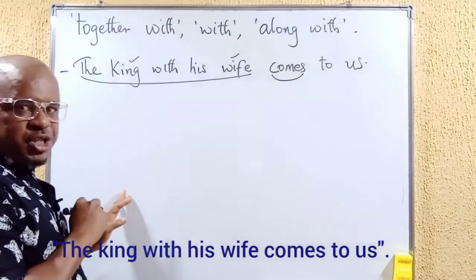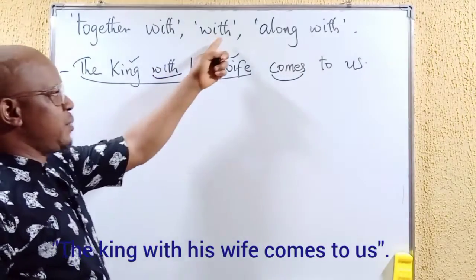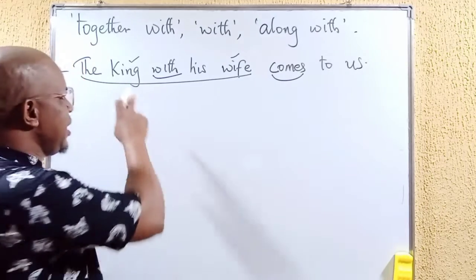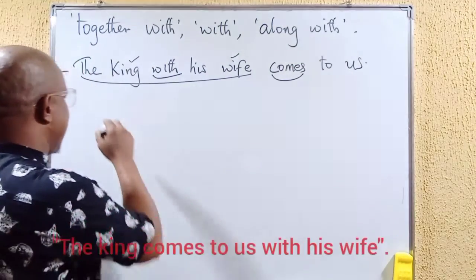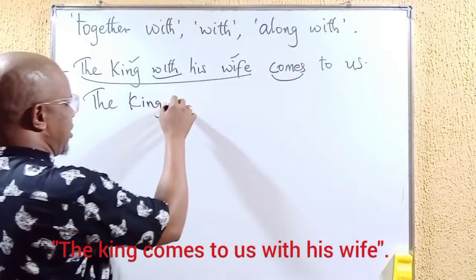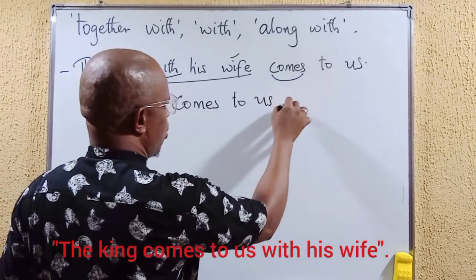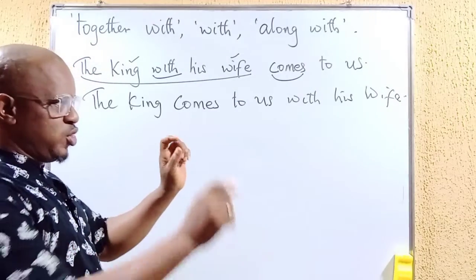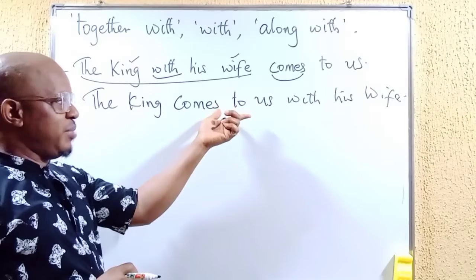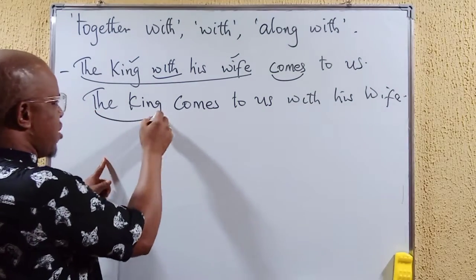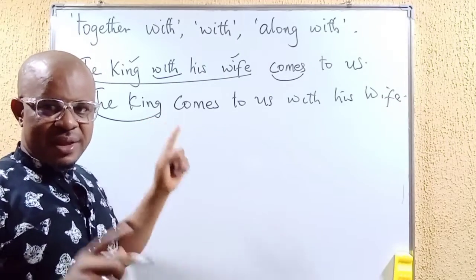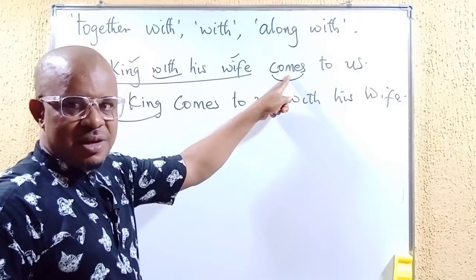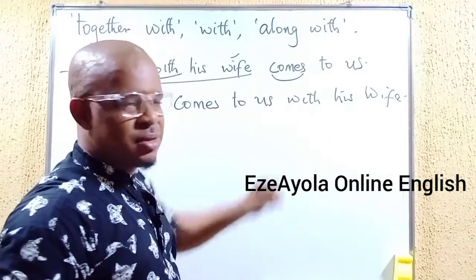Because of the pattern of the expression, we are using with, which is part of the distributive determinants. So we consider the fact that we are talking about the king. The king comes to us. One could say the king comes to us with his wife. Now look at this. Have you seen it? You could change the arrangement of the sentence. You are saying the same thing, telling you that we are making reference to the king. That's the subject. Take note. So when we have expressions like this, the king with his wife, it should be comes. The verb must be singular. Very important.